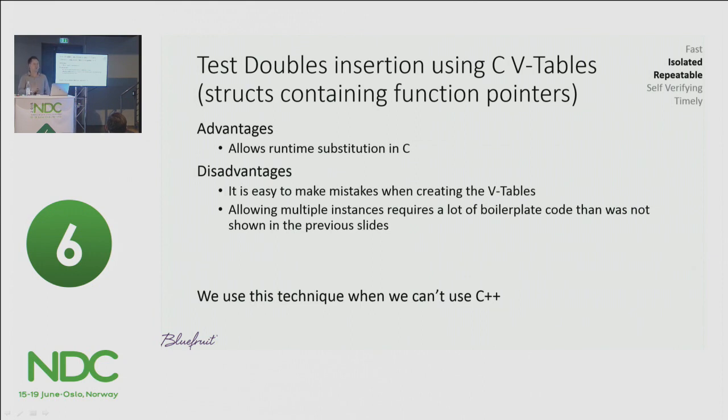So using C vtables allows us to have runtime substitution in C. It is, however, quite easy to make mistakes in the vtables, especially if you start adding in methods at a later date. It's quite easy to forget them. And if you want to have multiple instances, there is a lot more boilerplate code that goes with it.